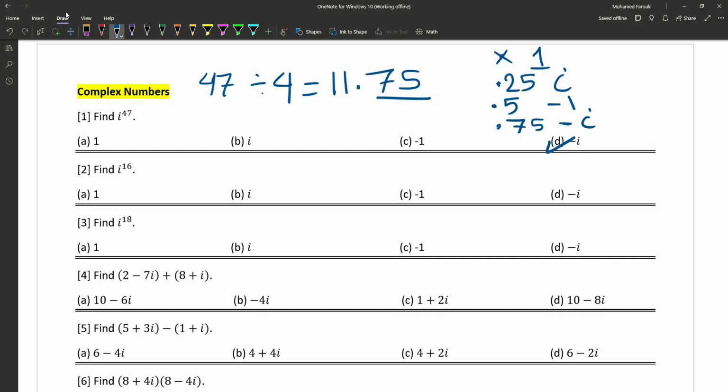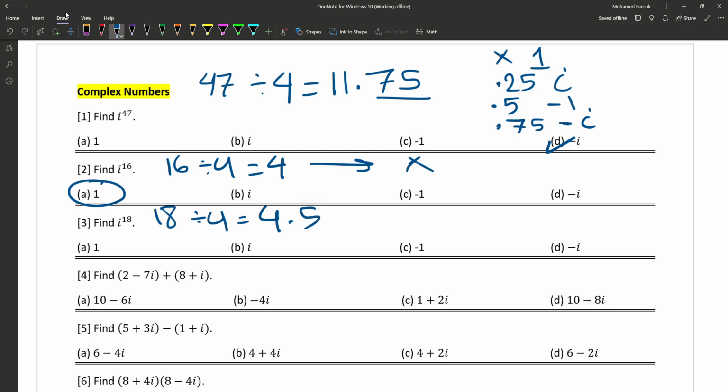Next one, i power 16, take 16 divided by 4, it will give you 4. So there is no remainder. If there is no remainder, it will be 1. If it was a multiple of 4, it will be 1. Next one, i power 18, take 18 divided by 4, it will give you 4.5. 0.5, it's a negative 1. So you have to remember all of these.